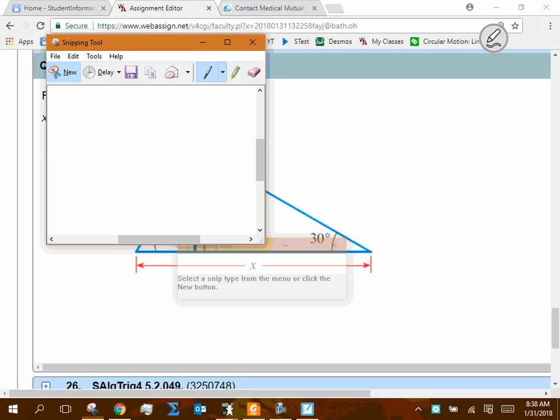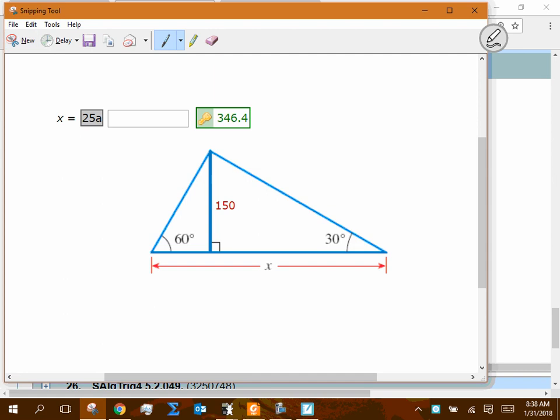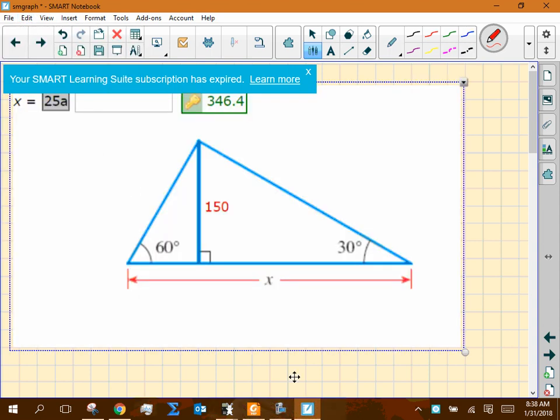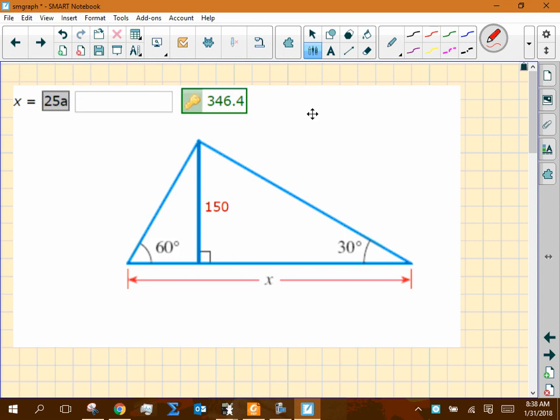Doing question number 25 here, if we want to find x, it's a little bit of a more complicated question, maybe because of the adjacent triangles here, the attached triangles. But I think this is something we can all work through. We want to find x.